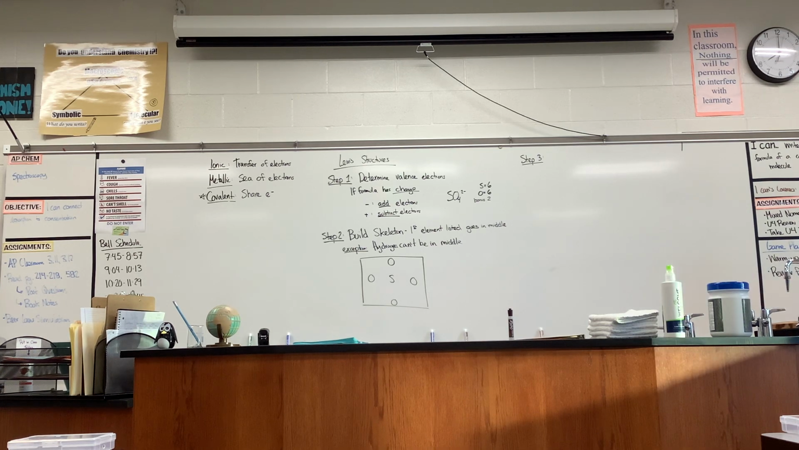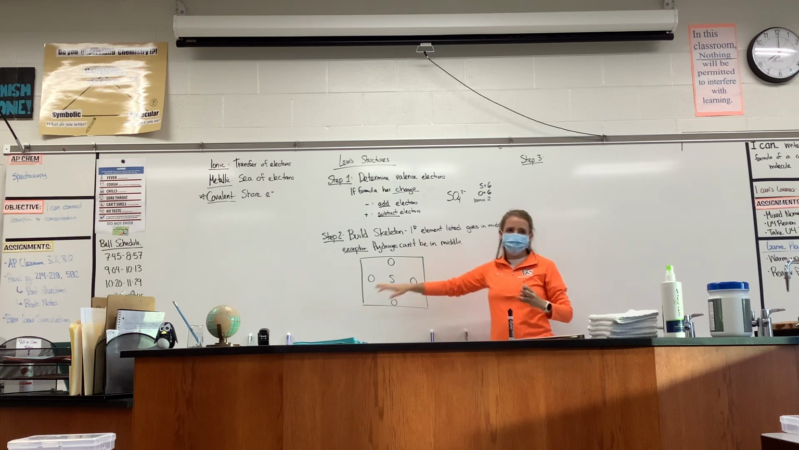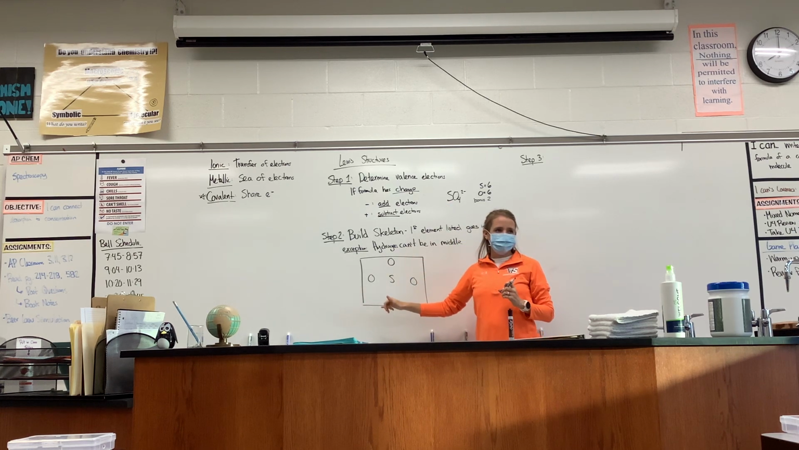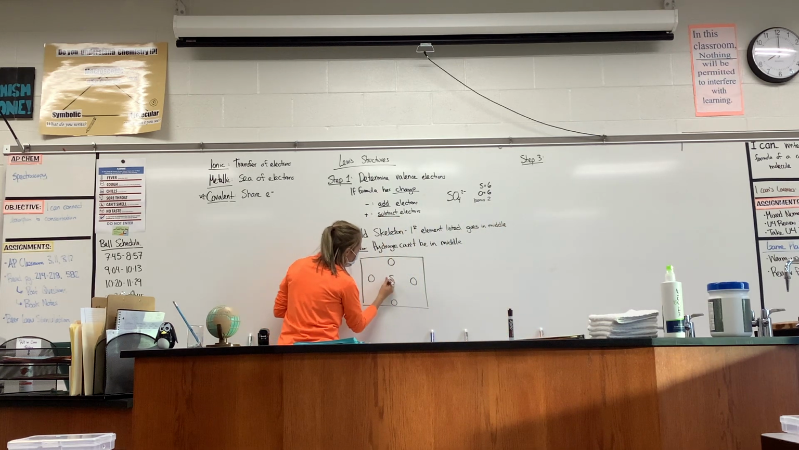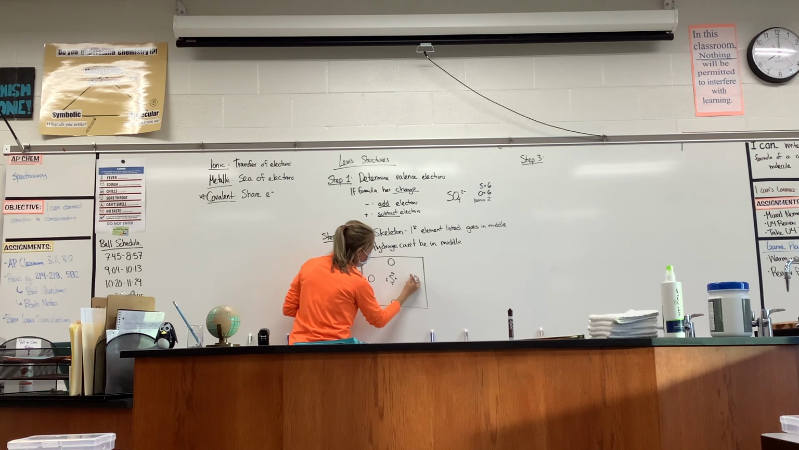Okay, so step 3, so step 1, valence. Step 2, skeleton. Oh, sorry, I forgot something with our skeleton. We gotta add the valence to our skeleton, okay? So sulfur has 6, so I'm gonna place 6 dots around sulfur. And then 6 dots around each of my oxygens.